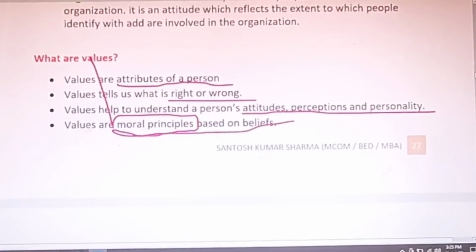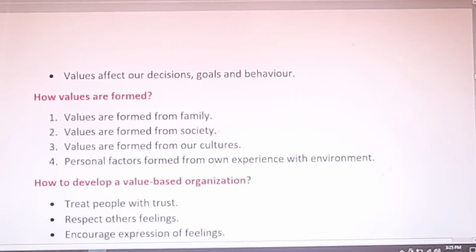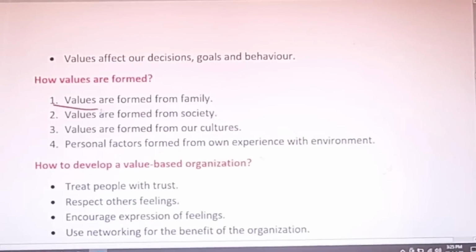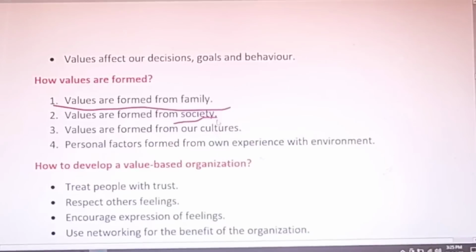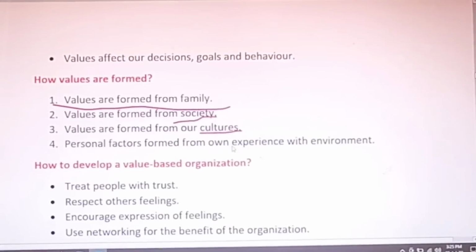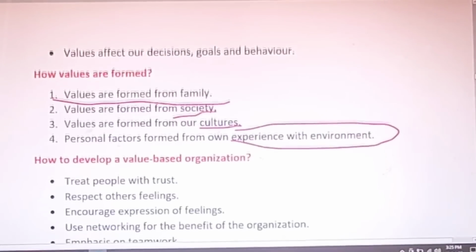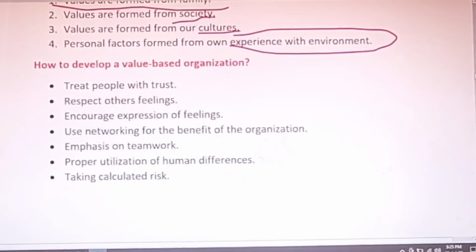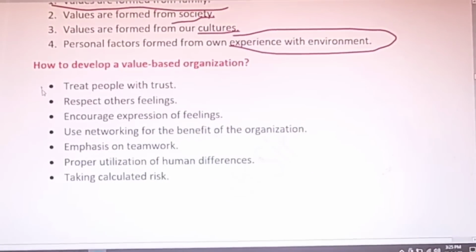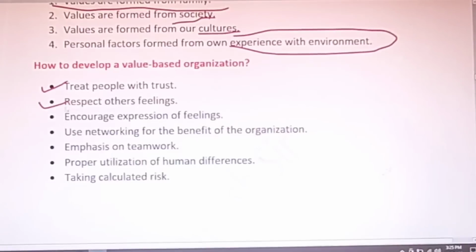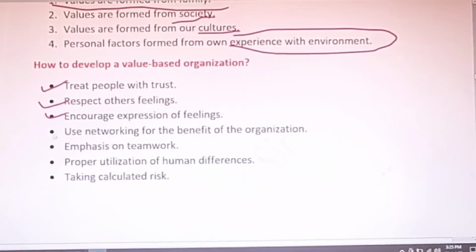Okay, so like this, how are values formed? Generally, values are formed from our family, from our society, from our culture, from our experience and environment. So all these factors develop attitude in ourselves. Now, how to develop a value based organization? That means treat the people with trust, respect the employees, encourage them, right? Use networking for the benefit of the organization, give more importance to teamwork, then proper utilization of human differences.